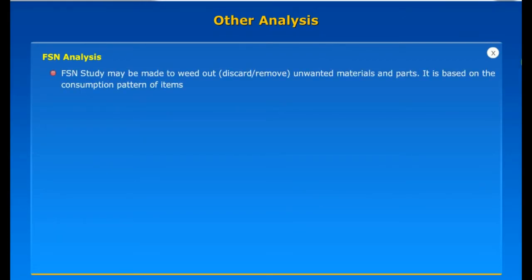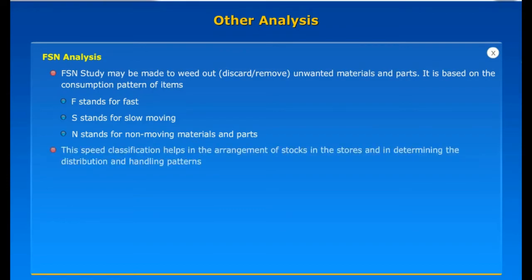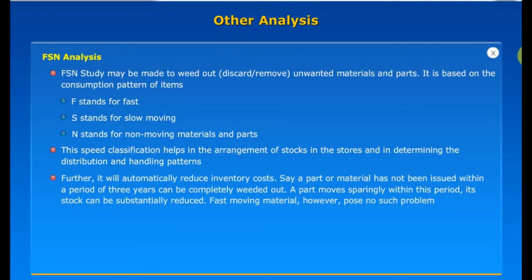FSN analysis. FSN study may be made to weed out, discard or remove unwanted materials and parts. It is based on the consumption pattern of items. F stands for fast, S stands for slow moving, N stands for non-moving materials and parts. The speed classification helps in the arrangement of stocks in the stores and in determining the distribution and handling patterns. Further, it will automatically reduce inventory costs.